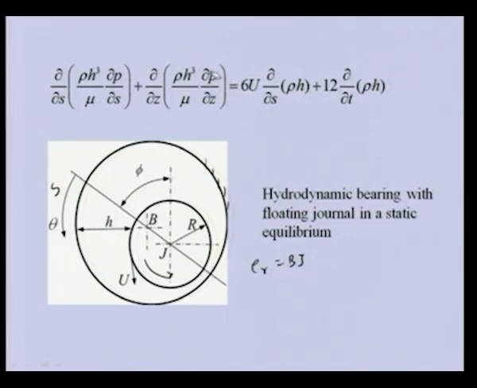So pressure variation can be there in the axial direction or the circumferential direction. Rho is the density of the fluid, H is the film thickness, nu is the viscosity. Here the journal velocity is u. So this is the time derivative term. If there is some dynamic force, this term will be there. If we are considering the steady state condition, then we can neglect this term.